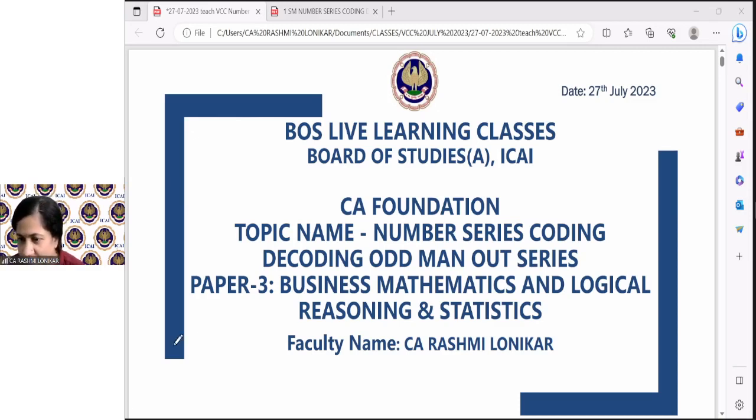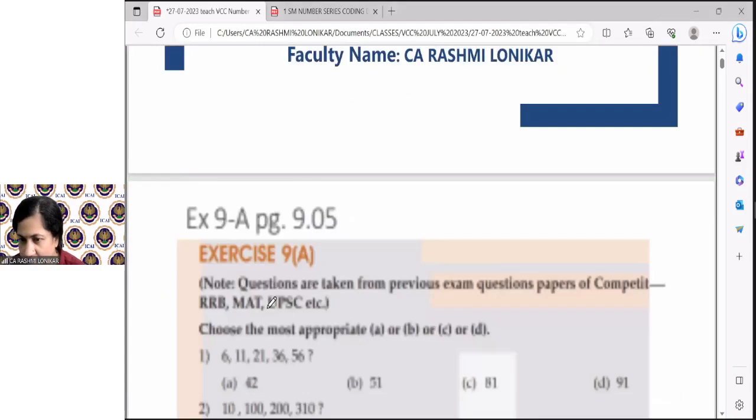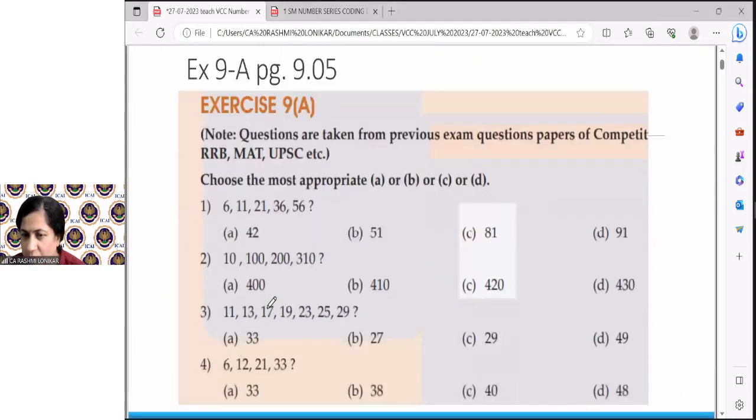So can we start now? Just check the page numbers, because you may be having the latest modules. We are starting with exercise 9A, the number series problems that we have.